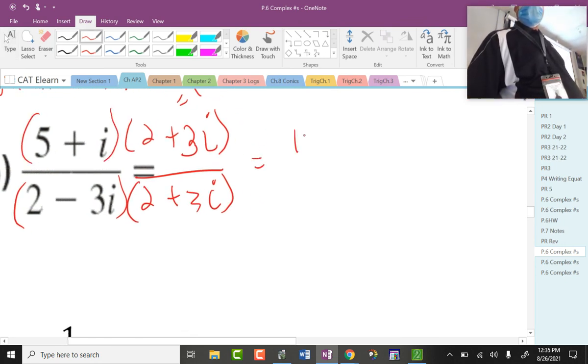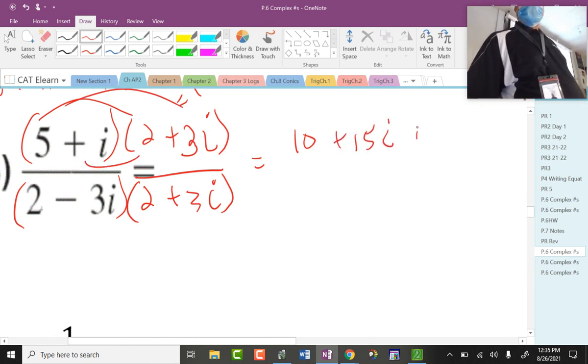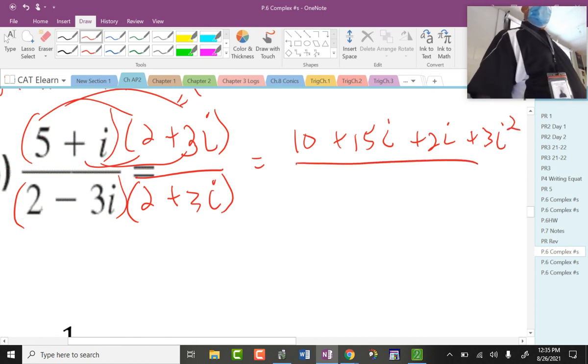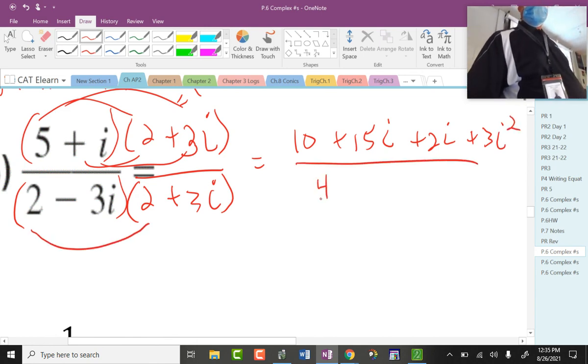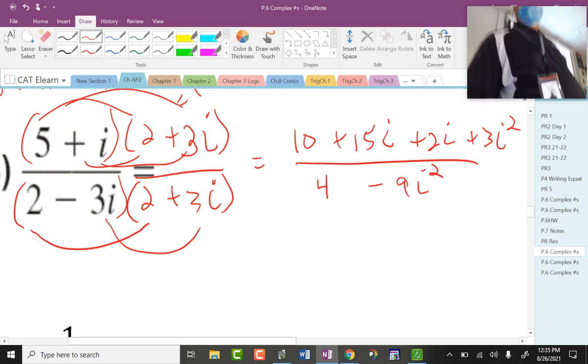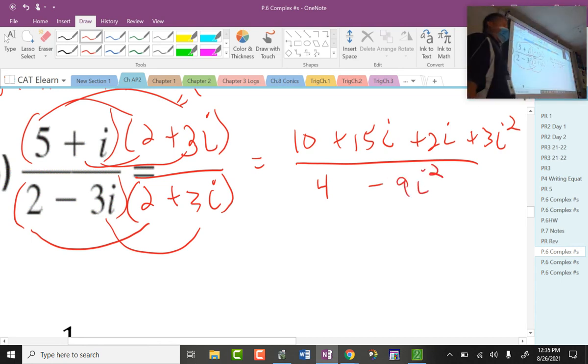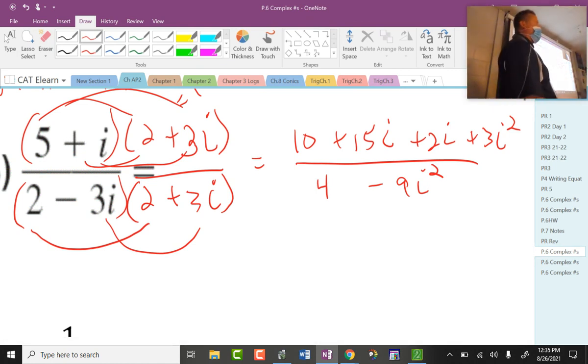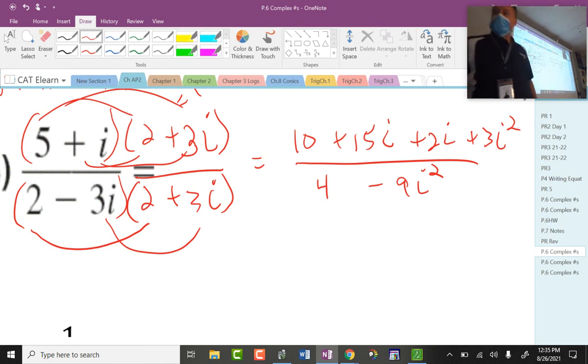5 times 2 is 10. 5 times 3i is 15i. i times 2 is 2i. i times 3i is 3i squared. I am not showing the middle term. We should know what happens with the middle term. It cancels. This is the point of the conjugate. This is the point of plus minus. Middle term falls out.